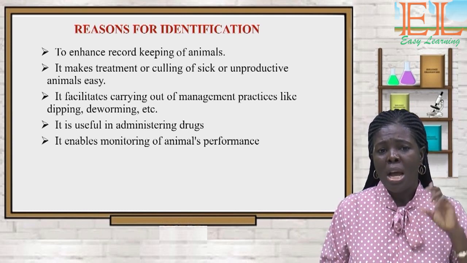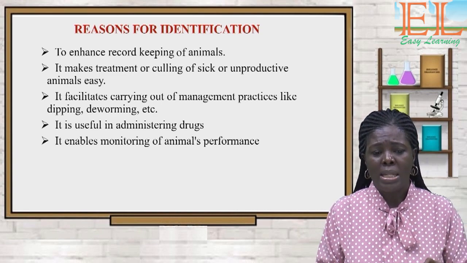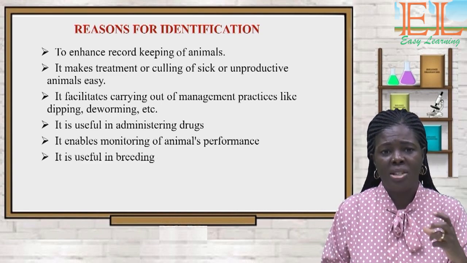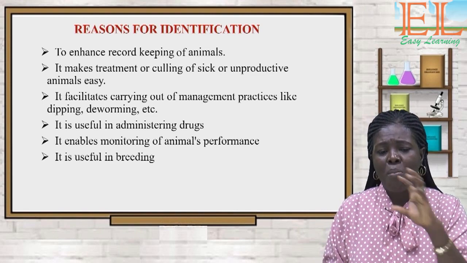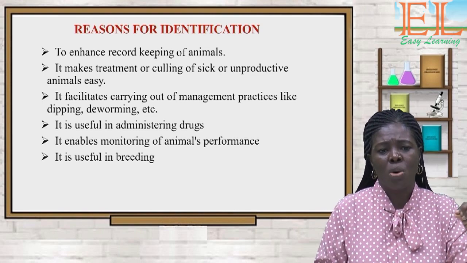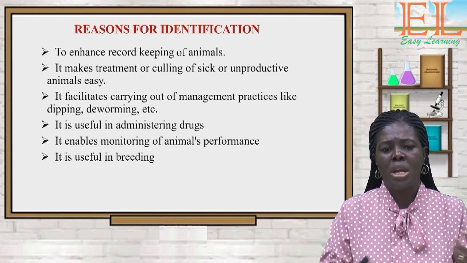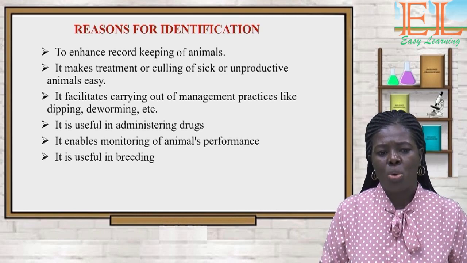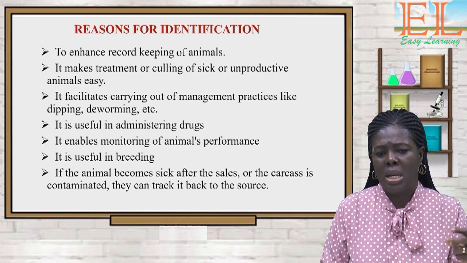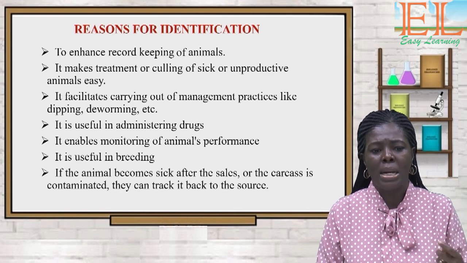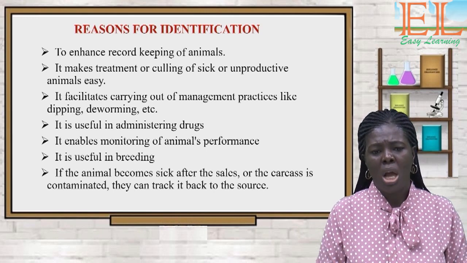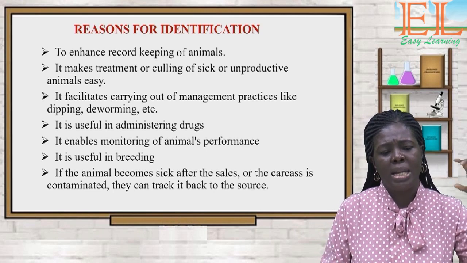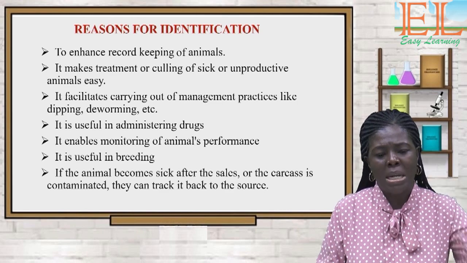You remember in our lesson on breeding, we said it is careful selection of desirable animals. So if you have marked them, you are able to select the good ones, and then you allow them to cross. Also, if the animal becomes sick after the sales or the carcass is contaminated, they can track it back to the source. Because you have indicated your animals, you have marked them.